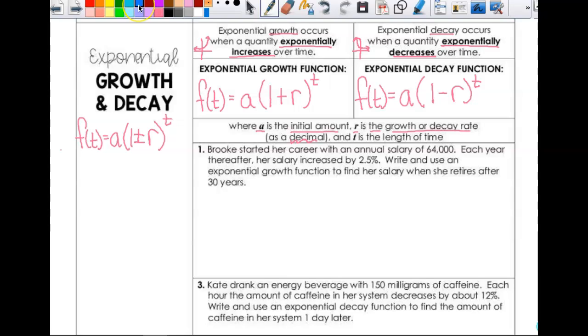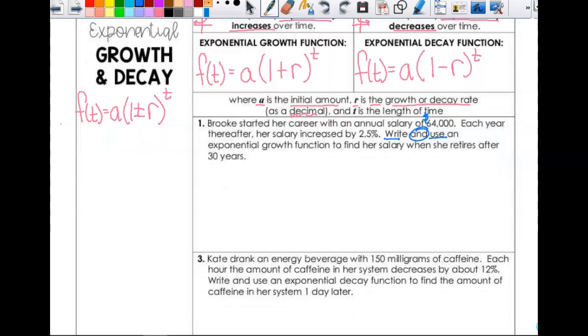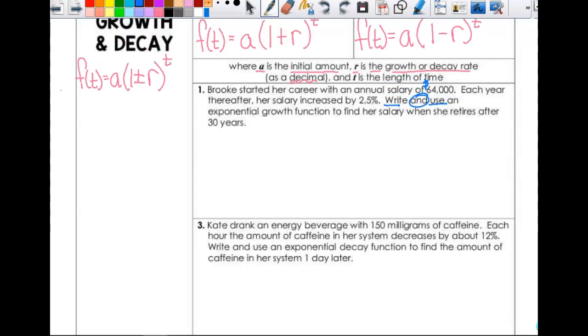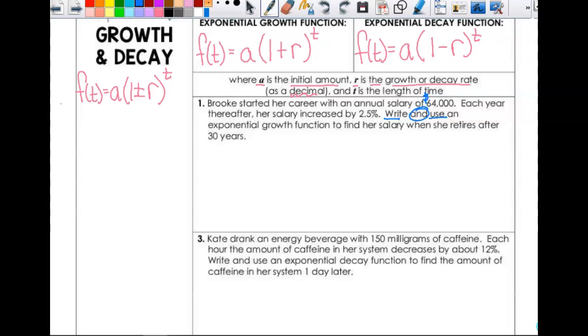Now, wording in questions is important. You're expected to read directions and read all the words in a question, right? So this says, Brooke started her career with an annual salary of $64,000. Well, it should be $64,000. I didn't catch that. Each year thereafter, her salary is increased by 2.5%. Write and use an exponential growth function to find her salary when she retires after 30 years. So write and use, that means we have to write a function that isn't us just substituting everything in, okay? And this is increasing, so it'll be exponential growth.